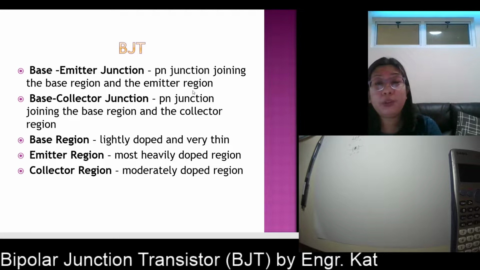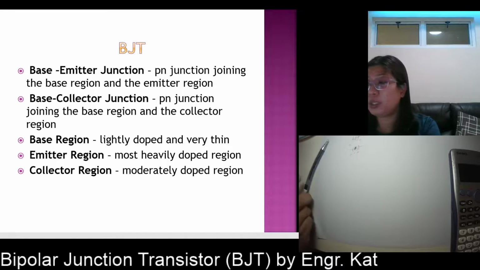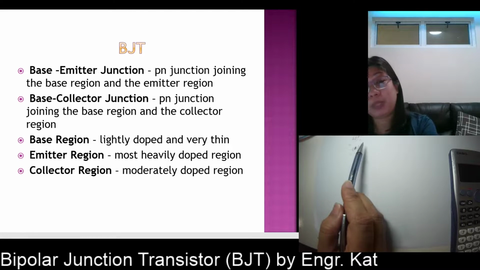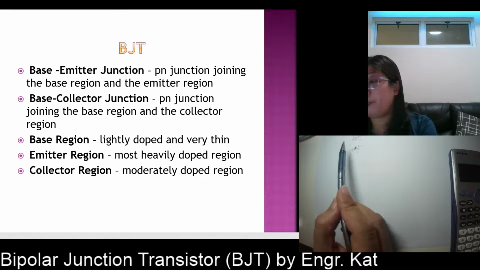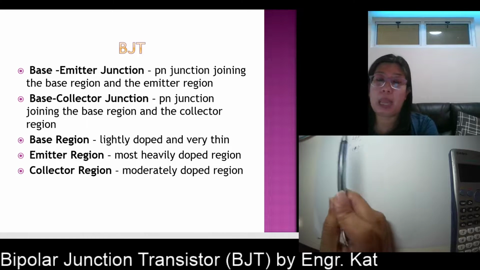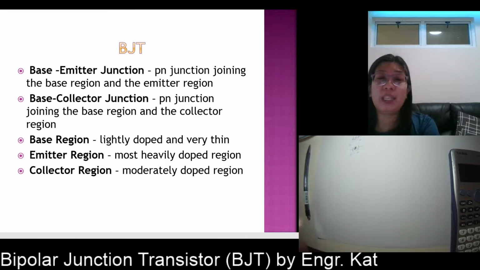So the base emitter junction is the PN junction joining your base region and the emitter region. And then the base collector junction is your PN junction that joins your base region and the collector region. Although, as you have seen previously, the emitter and the collector are made up of the same type of material. So for NPN, they are both N types, and for PNP, they are both P types. But you cannot interchange them.